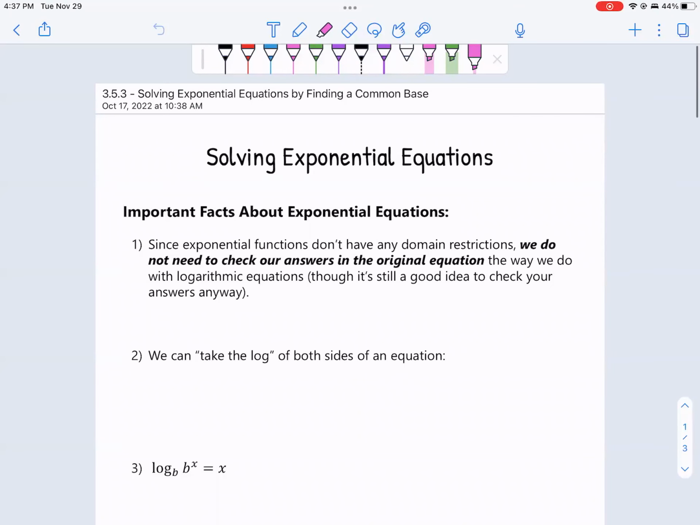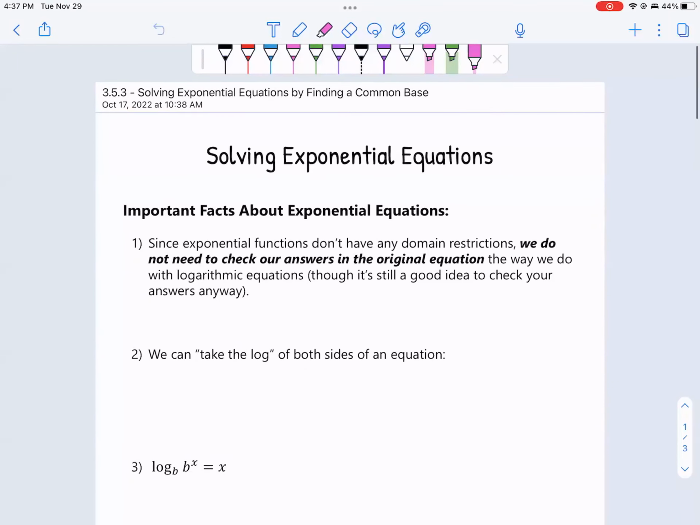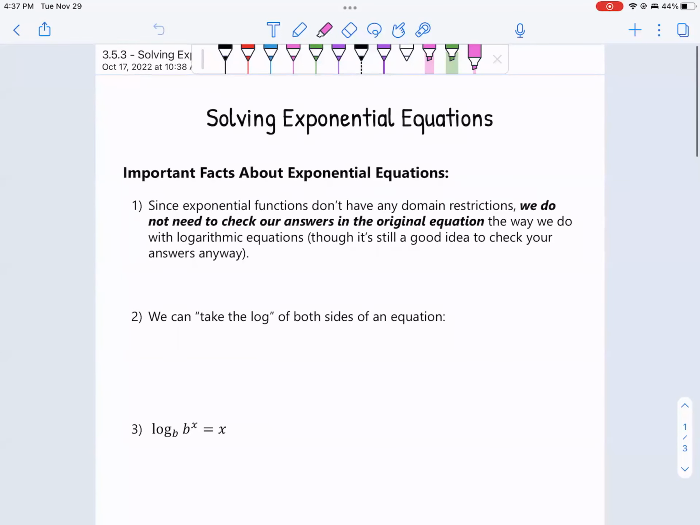Solving exponential equations by finding a common base. All right, before we can talk about the particular technique that is finding a common base, we need to talk about solving exponential equations in general.